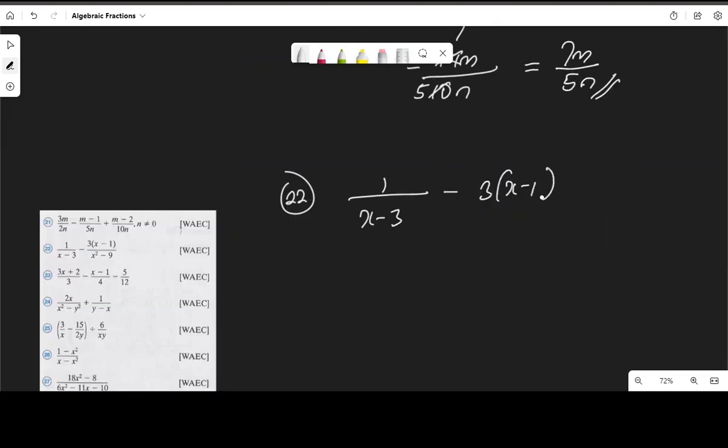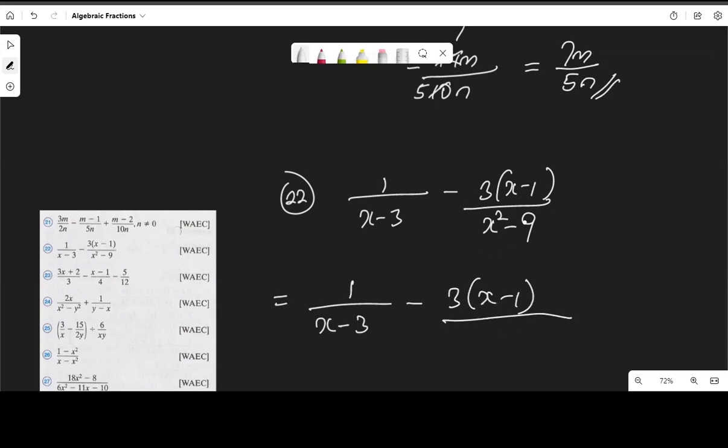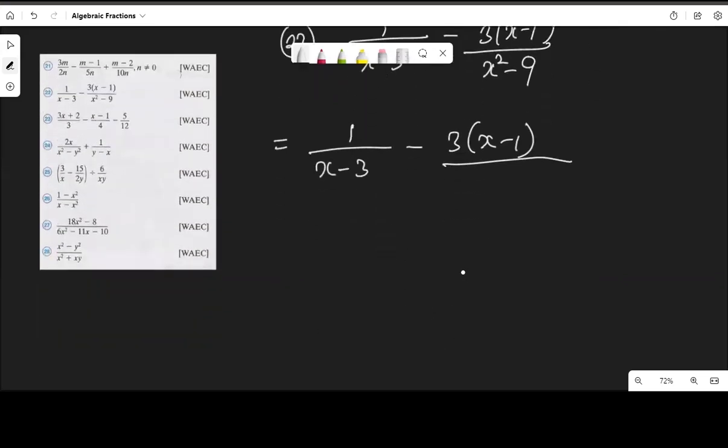x minus 1 all over x squared minus 9. Okay. For this, let me first of all factorize this expression here so that I will have 1 over x minus 3 minus 3 times x minus 1 all over, this is a perfect square, x squared and 3 squared, so I can apply difference of two squares there. So I'll have x plus 3 times x minus 3.